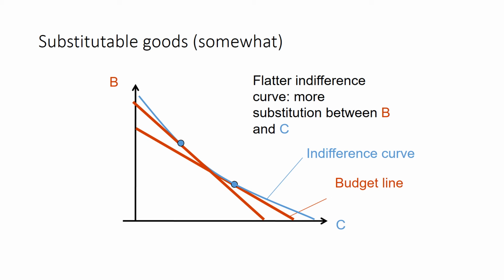Indifference curves for substitutes tend to be flatter in their shape. So flatter indifference curves show that there's a higher level of substitution between good B and good C. So here you see that a small change in prices actually leads to a large change in the consumption of good B and good C. This is quite different from the complementary goods that we saw a couple of slides ago.